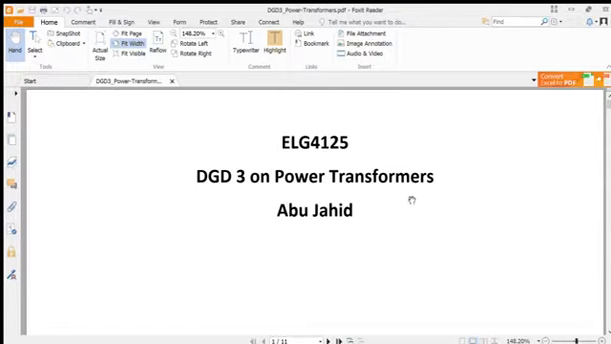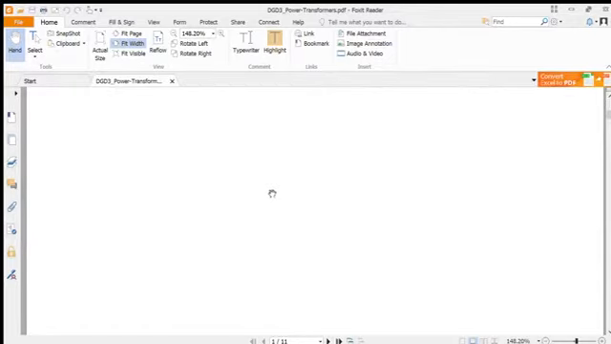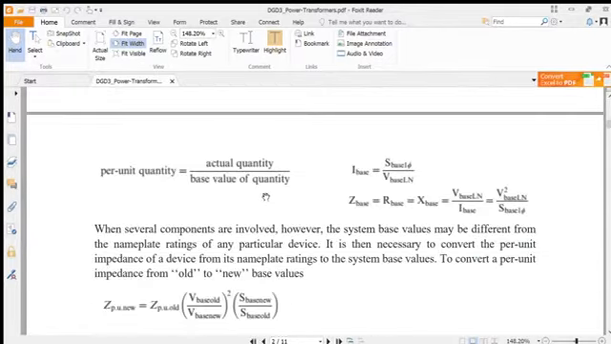Today I'm going to present some problems on power transformers, following the second DGD. In this lecture, I will cover some examples so that you can do the maths.